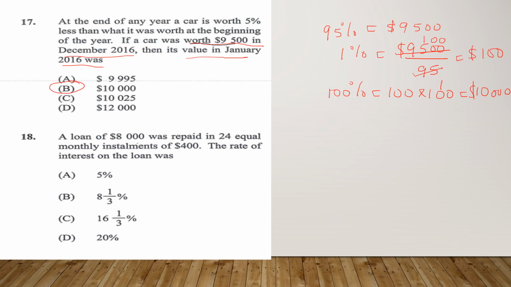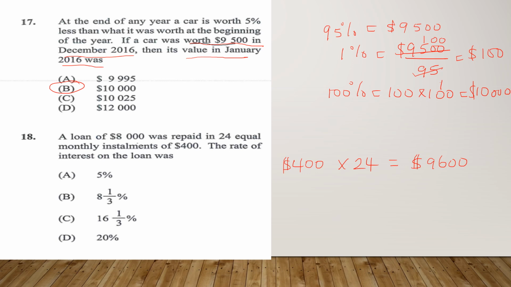18. A loan of $8,000 was repaid in 24 equal monthly installments of $400. The rate of interest on the loan was, so that means we have to multiply $400 by 24, which is $9,600.